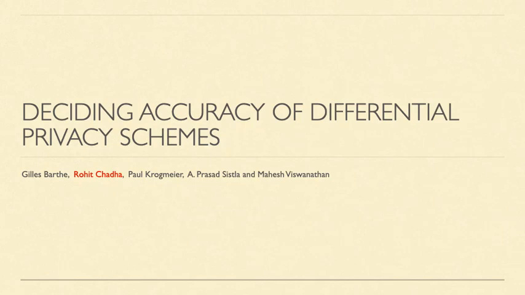Hello, I'm Rohit Chadha, and I'm going to speak about a paper on deciding accuracy of differential privacy schemes. This is joint work with Gilles Barthe, Paul Krogmeier, Prasad Sistla, and Mahesh Viswanathan.